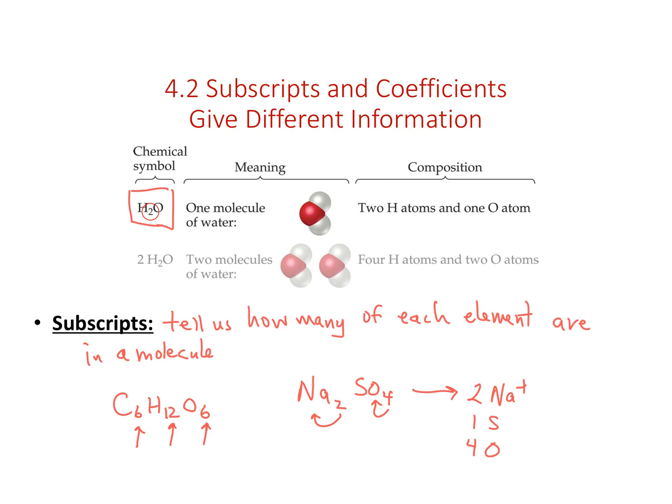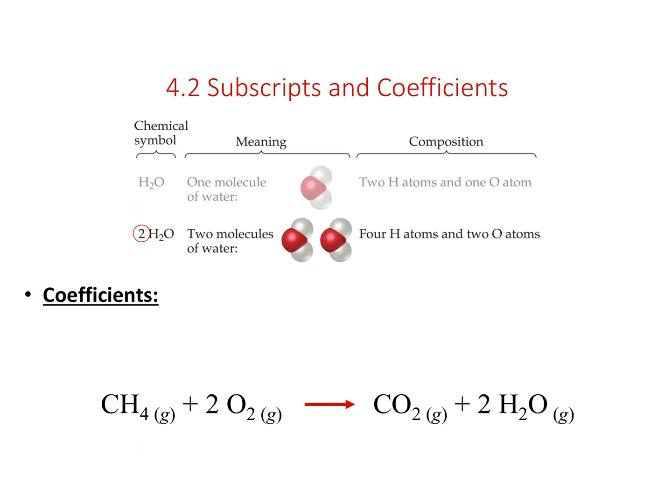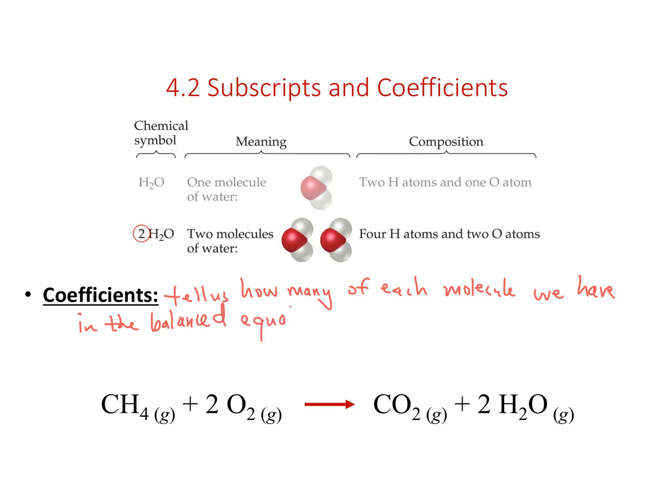That's different than coefficients. Coefficients precede the molecule, and they tell us how many of those molecules we have in the reaction. So coefficients tell us how many of each molecule we have in the balanced equation, and they precede the molecule in the reaction. So in this case, here's my coefficient of 2. That 2 means I have 2 molecules of water. But when we figure out how many atoms we have, we would see that in 2 water molecules, I would have 2 times 2, I would have 4 hydrogen atoms. And then I would have 2 times 1, I would have 2 oxygen atoms.